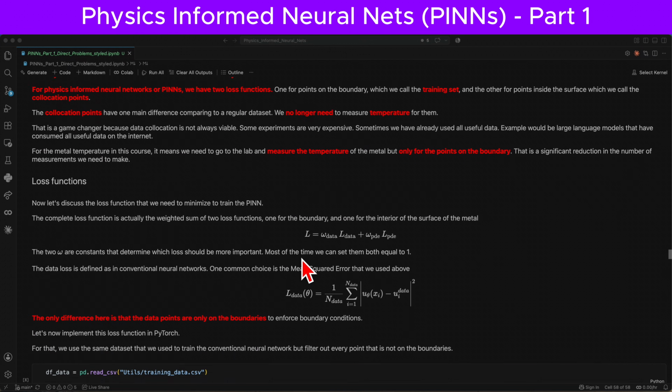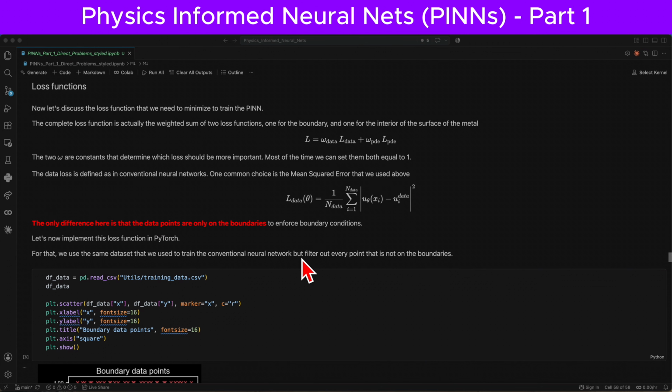Now, let's discuss the loss function we need to minimize to train the PINN. The complete loss is actually the weighted sum of two loss functions, one for the boundary and one for the interior of the surface. The two weights, omega, are constants that decide which loss should be more important, and most of the time, we can just set them both equal to 1.